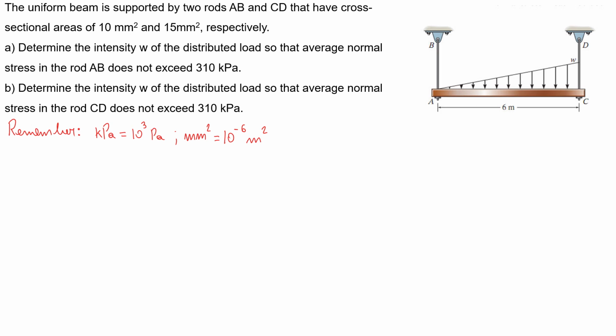The uniform beam is supported by two rods AB and CD that have cross-sectional areas of 10 mm squared and 15 mm squared respectively. A: Determine the intensity w of the distributed load so the average normal stress in rod AB does not exceed 310 kilopascals. And B is the same as A but for rod CD. We have two different problems, so I'll start with the same approach.